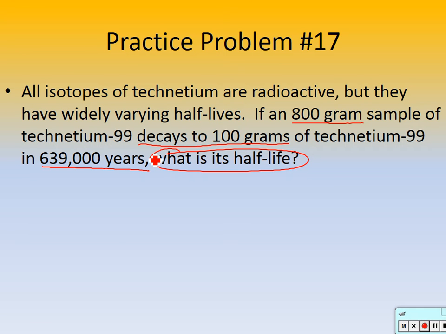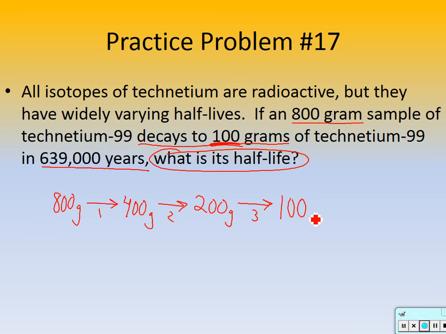Okay, so like the previous problems, what do we start with? Yeah, we start with the mass, 800 grams. It decays to how many grams? 100. So let's show how many half-lives that would take. After one half-life, how much remains? 400 grams. After two half-lives, how much remains? 200 grams. Can I stop there? Nope. We need another half-life. How much remains after that one? 100 grams. Can I stop there? Yes, because that's what it said it decayed to. Okay, so we've got 3 half-lives.